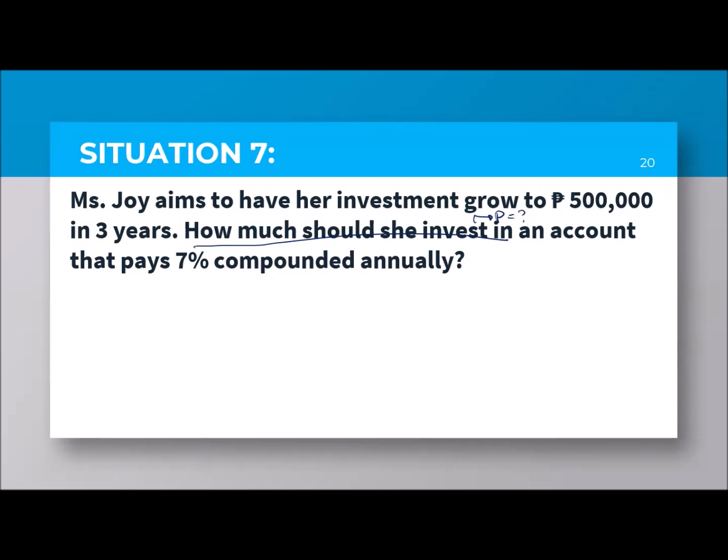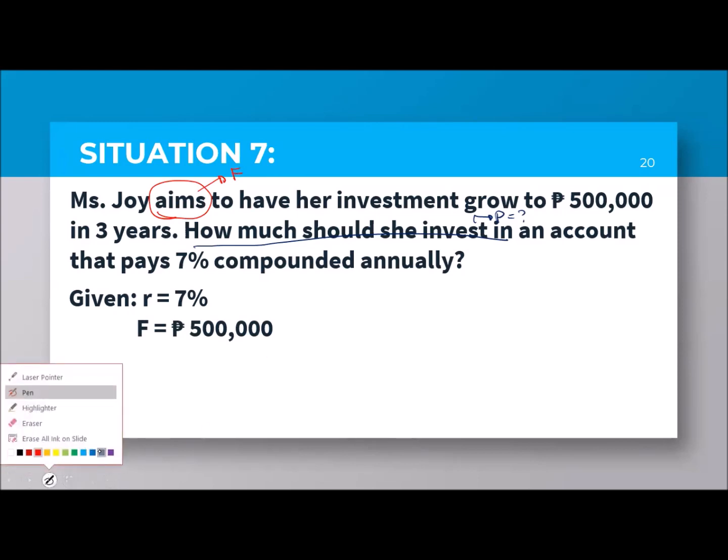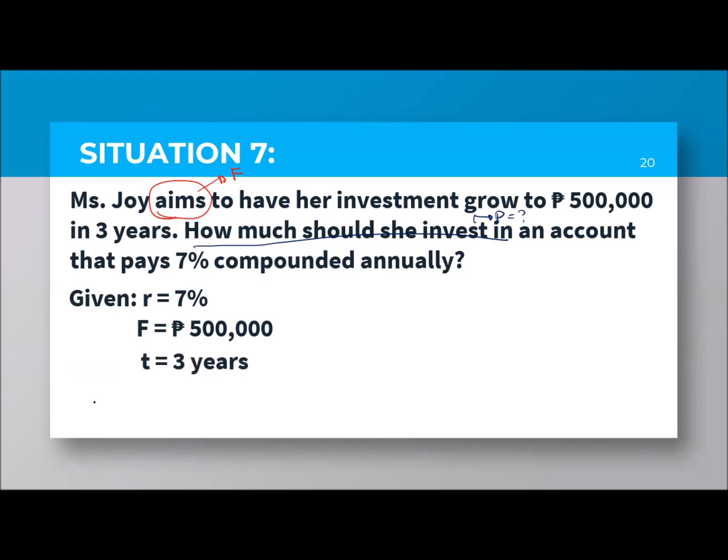So, let us get all the given. Ang rate natin ay 7% compounded annually. Ang future value is 500,000 kasi iyan yung ini-aim niya. O, aim. Okay, so yan ang keyword for the future value. Okay, and then T is the 3 years. So, kailangan lang natin gamitin yung ating formula kanina. P is equal to F over the quantity 1 plus R raised to T.